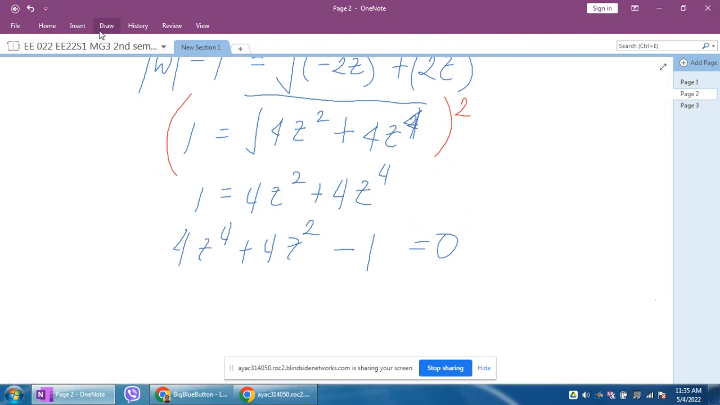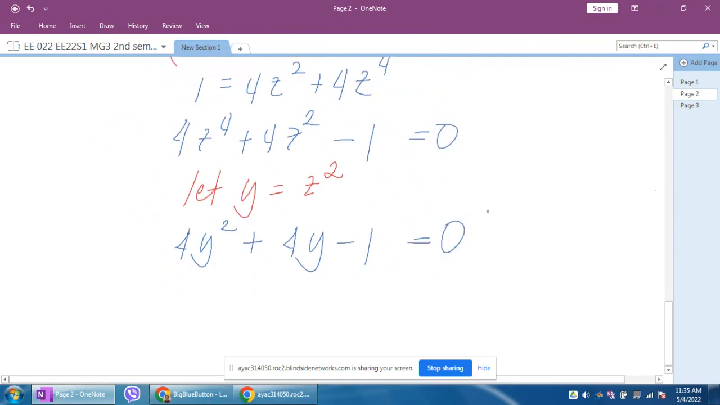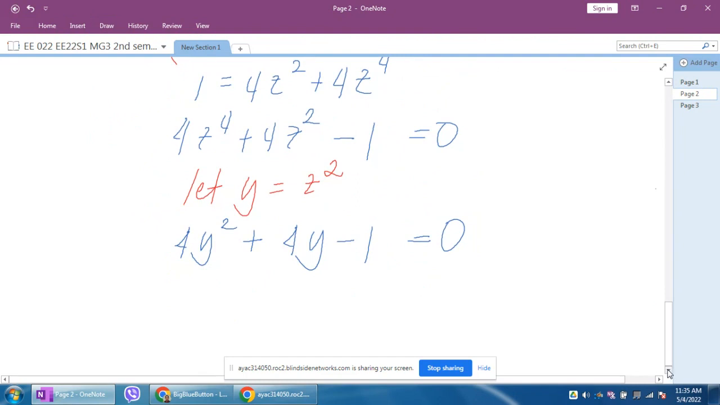Okay, i-process po natin. Medyo 4 at saka 2 yung power. I-reduce ko po, mag-let po ako para bumaba yung aking exponent. So if we will let y is equal to z squared, ano po ang mangyayari? This becomes 4y squared plus 4y minus 1 equal to 0. Okay. Look at the equation. Ano po yung equation na yan? This is a quadratic equation. Very good. So, pag susolving po natin yung quadratic equation, kung factorable, pwede.